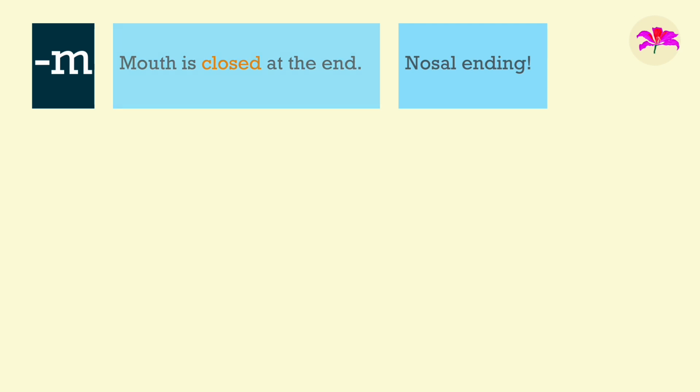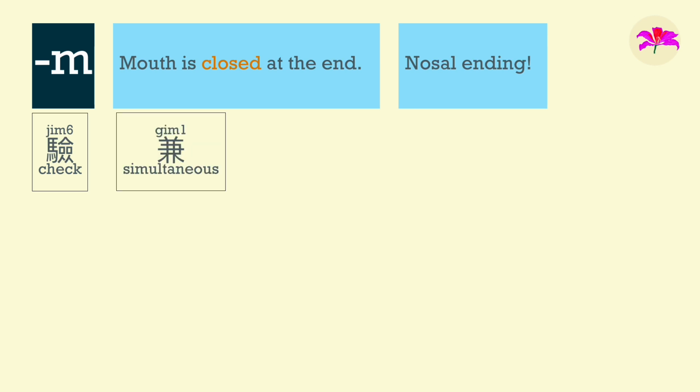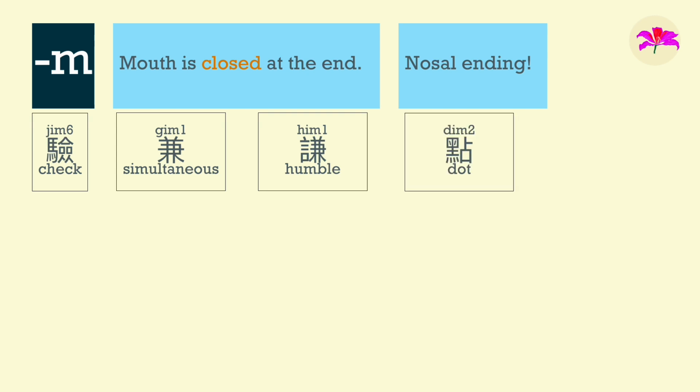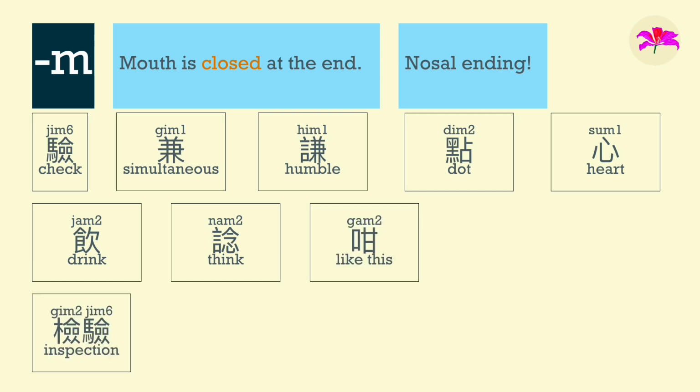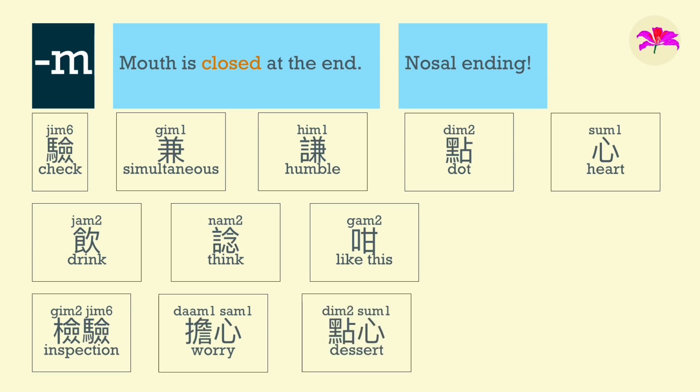Let's look at these examples. Please read with me. 驗 check. 兼 simultaneous. 謙 humble. 點 dot. 心 heart. 飲 drink. 諗 think. 咁 like this. 檢驗 inspection. 擔心 worry. 點心 dessert or Chinese dim sum.